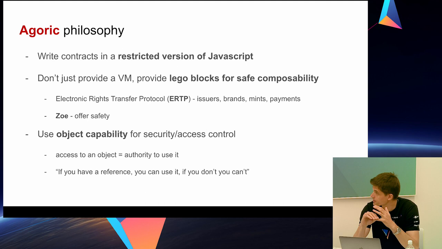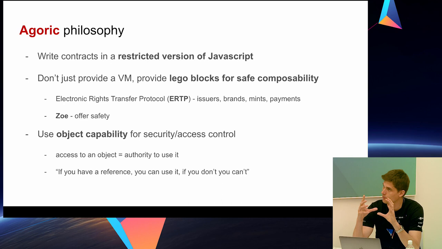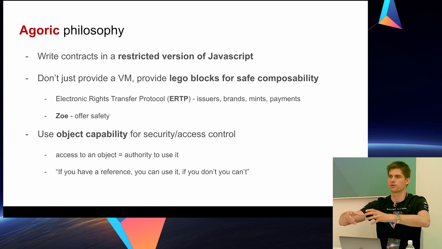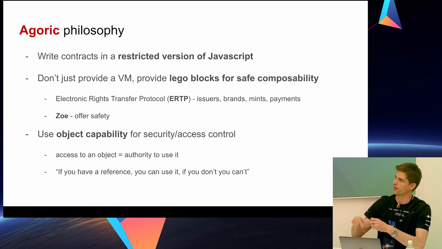What's the Agoric idea? How to help with this? Write contracts in a restricted version of JavaScript that's hardened, and that's a technical means to help the language be sort of more conducive to producing an object that says, okay, this object now is describing a value of, let's say, $150, and make sure nobody else can change this object in transit. So it's a lot of freezing and, you know, reducing the mutability.